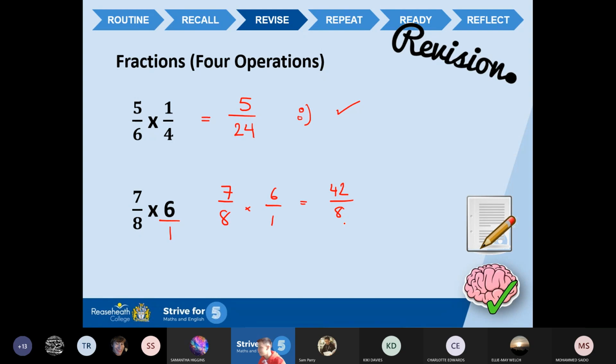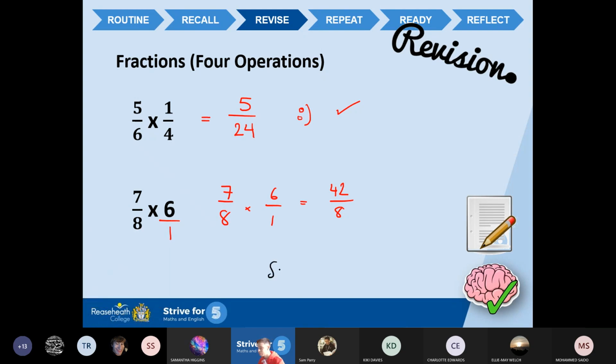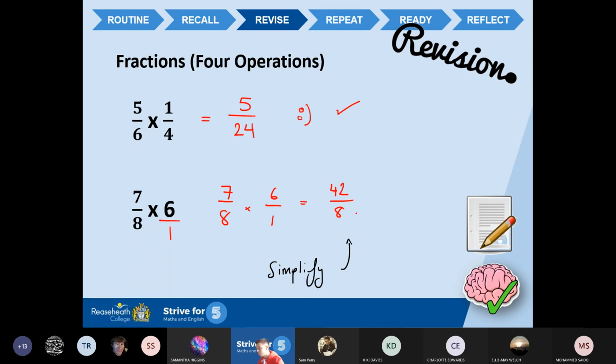And then I think, Lizzie, there, what you've done is you've simplified it. Excellent. So what it may ask you to do as well, give your answer in its simplest form. So we have to think about simplifying. OK, so what number goes into both 8 and 42? Well, I know they're both divisible by 2, so I can divide them both by 2, the top number by 2 and the bottom. That gives me 21 over 4.